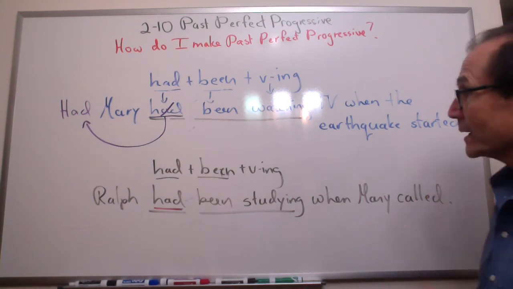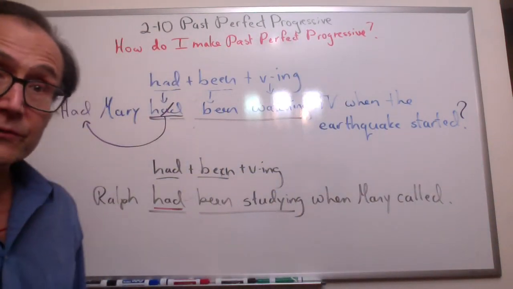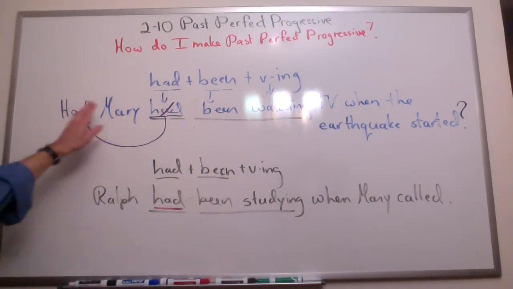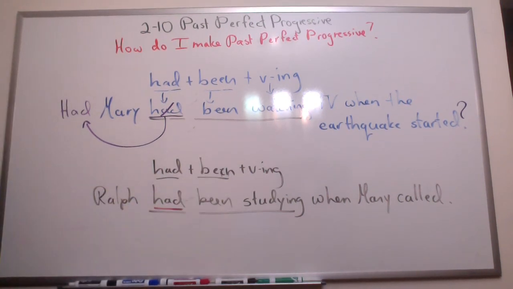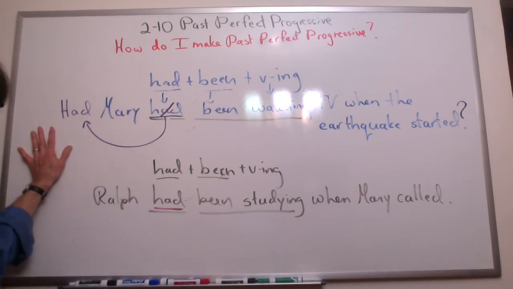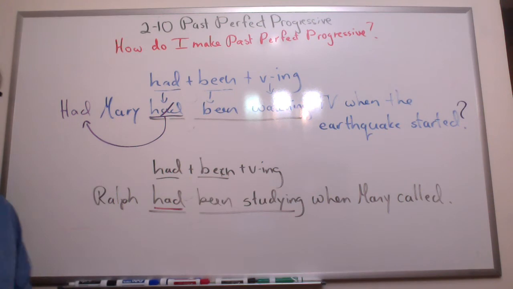Okay. And if I want to ask a different kind of question, had Mary been watching TV when the earthquake started is a yes-no question. It can be answered yes or no. Had Mary been watching TV when the earthquake started? Yes. Had Mary been watching TV when the earthquake started? No. So this is a yes-no question.